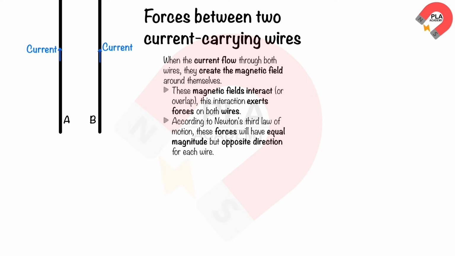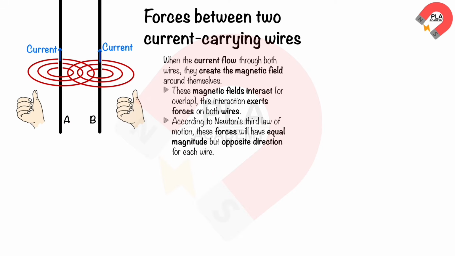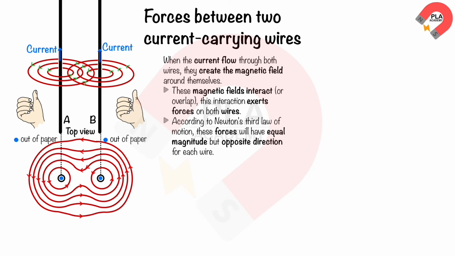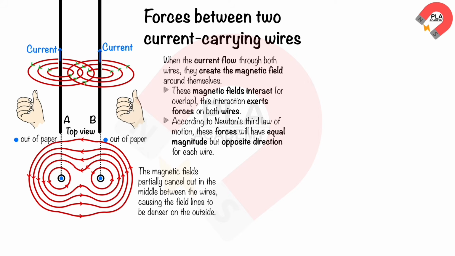If the currents in wires A and B flow in the same direction, they create circular magnetic fields around them. The right-hand grip rule can be used to determine the direction of the magnetic field as shown. When viewed from above, the currents in both wires appear to come out of the screen, represented by dots. The magnetic fields of the two wires are overlapping each other as shown. In this case, the magnetic fields partially cancel out in the middle between the wires, causing the field lines to be denser on the outside. This results in an attractive force pulling the two wires together.